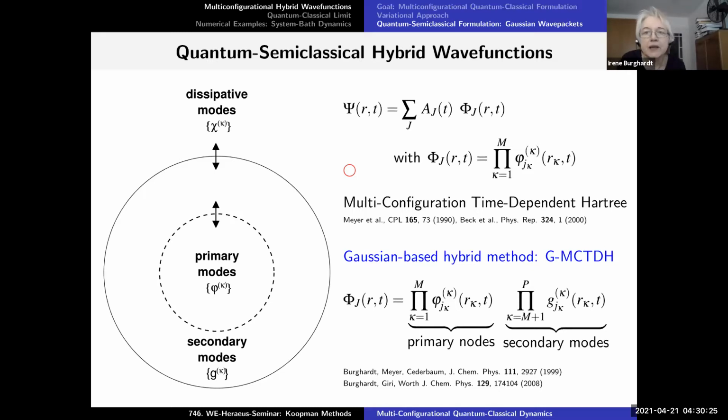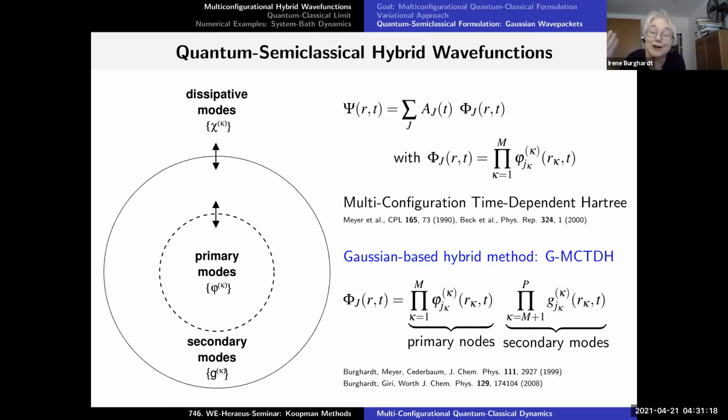Now, against that background, we actually started turning these wave functions into a hybrid form, quantum semiclassical hybrid wave functions, by saying that we can use configurations that are partially composed of these SPFs, single particle functions from the multi-configuration time-dependent Hartree approach. And then there are parts of the configurations that are actually expressed in terms of Gaussians, because we want to have this hybrid picture expressed here in terms of coupled primary and secondary modes. So the primary modes are the full quantum subsystem that needs to be treated by MCTDH-like equations. But the secondary modes are supposed to be simpler, and they're expressed by these Gaussian wave packets.